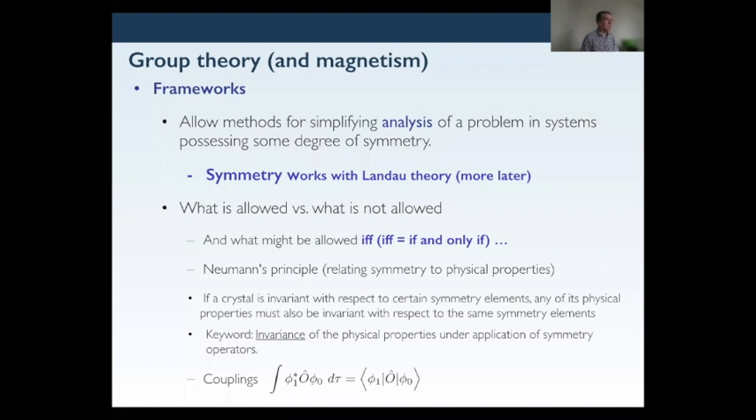When we talk about group theory, the first thing to understand is it provides you a framework that we can use to help us simplify the analysis of problems, but we can also use it in conjunction with other frameworks, such as that of energy, free energy, and Landau theory. When we start putting these things together, we start making a set of rules for what's allowed and what's not allowed. And we can start thinking about what's allowed if and only under particular circumstances. We can think about couplings. We can think about relating symmetry to physical properties. So it comes as a framework that allows us to put different things together.